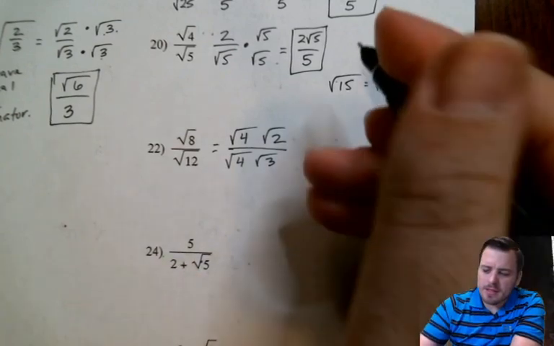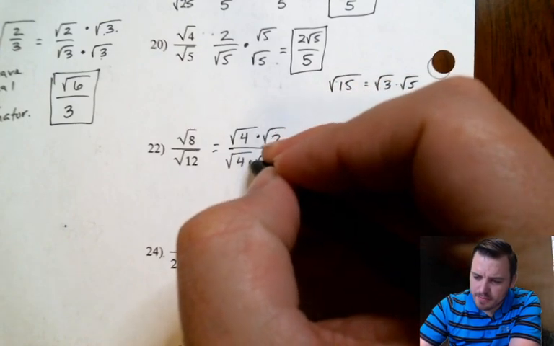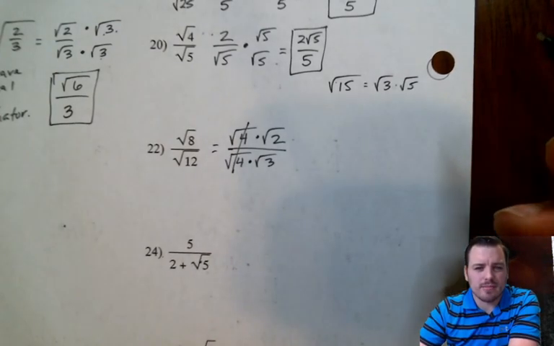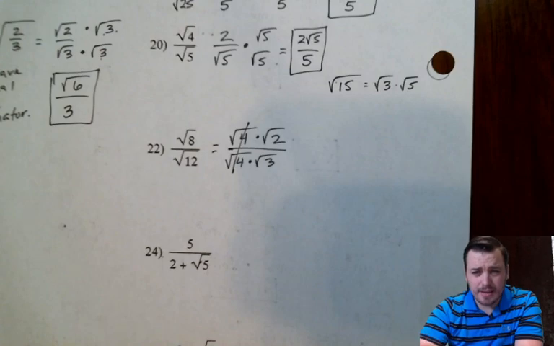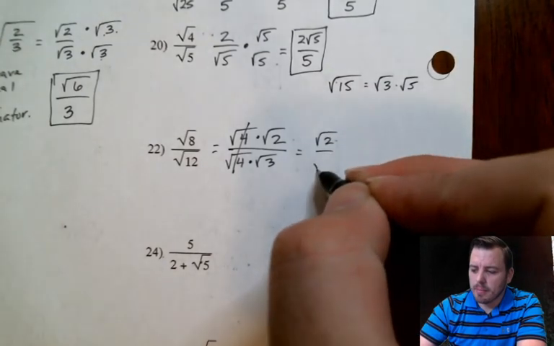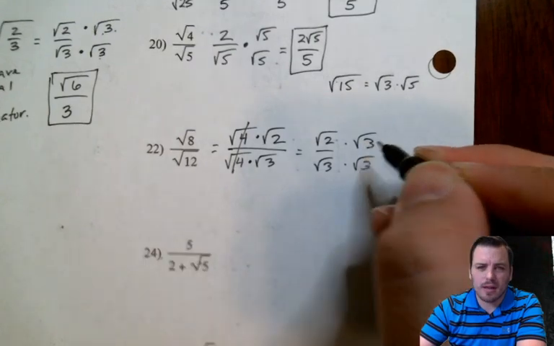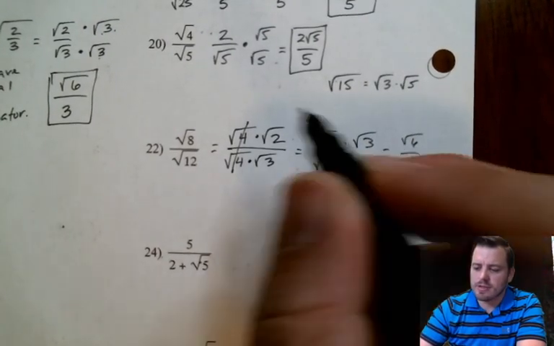Now, since we're multiplying here, guys, we know that we could cancel those, actually. We can cancel those right there. And then from there, we could get radical 2 over radical 3. Multiply top and bottom by radical 3 to rationalize the denominator. And you should get radical 6 over 3, just like we did for 19.